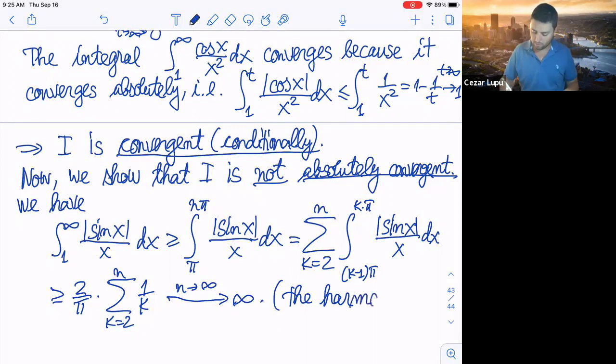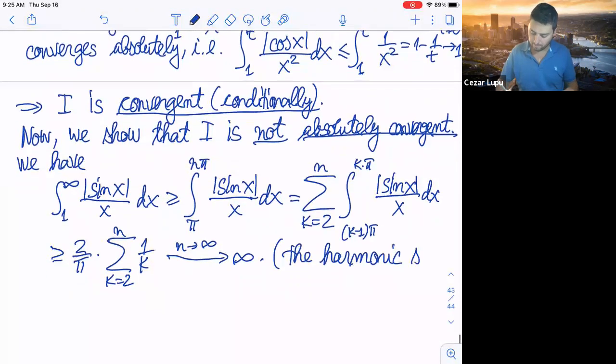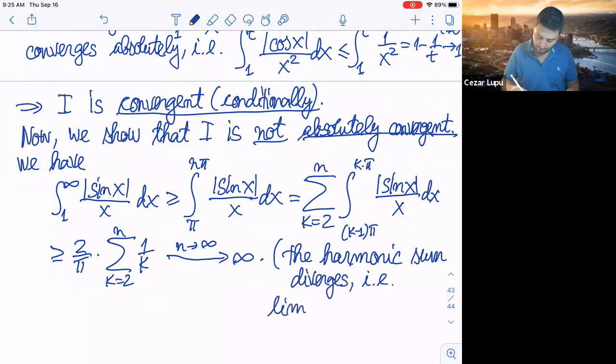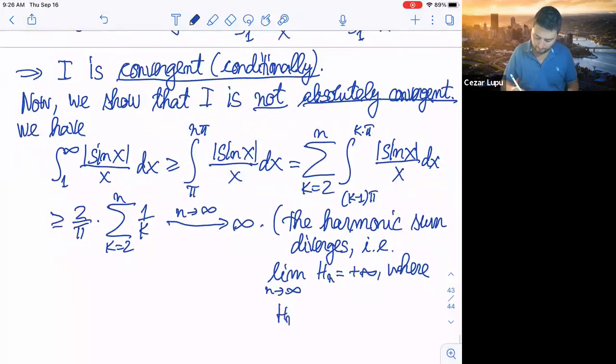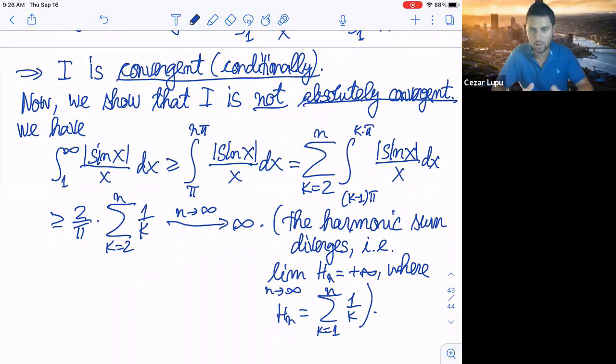Let me just remind you that the harmonic sum diverges. In other words, the limit as n approaches infinity of h_n is positive infinity, where h_n is this sum here. We proved this when we dealt with sequences, some time ago, so you can go back to that lecture if you want to see more details about it.